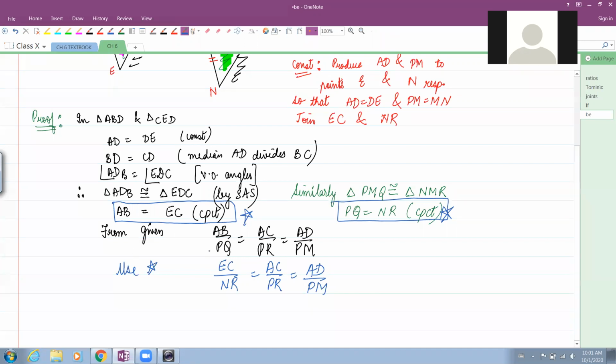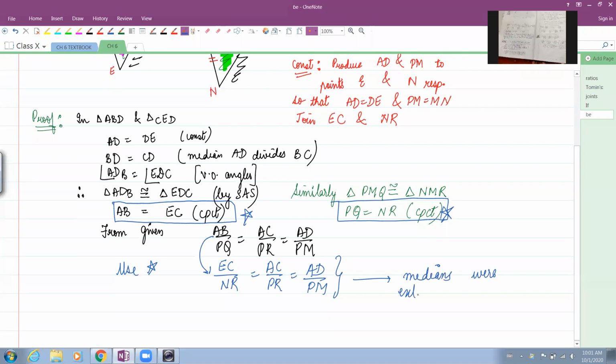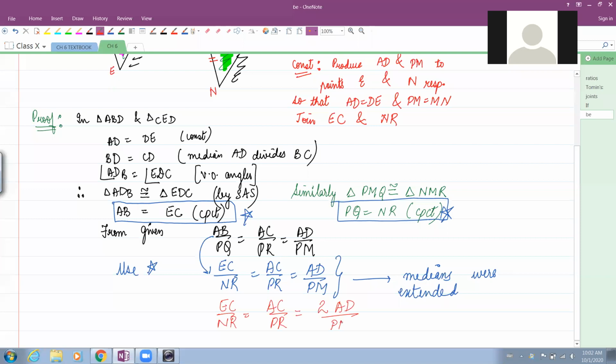Now, this is one modification. एक तो मैंने ये change किया है. AB by PQ changed to EC by NR. Second thing I'm going to change is the length of the medians. This is now something you can remember for yourself. In the construction, the medians were extended. So I'm going to write down the extension here. So EC over NR, no change. AC over PR, no change. I'm going to introduce 2 with both the medians.